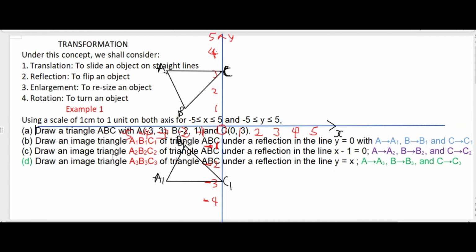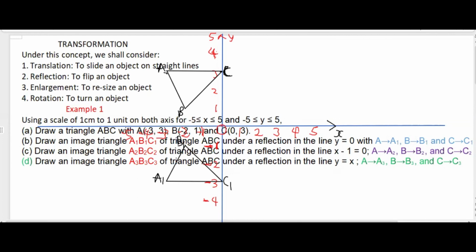So we go to the second one, A2, B2, C2, under reflection in the line x minus 1 equals 0. That means we want to reflect triangle ABC to get A2, B2, C2, but the mirror line we are given this time is x minus 1 equals 0. If you solve x minus 1 equals 0, it's the same thing as x equals 1, the line x equals 1.